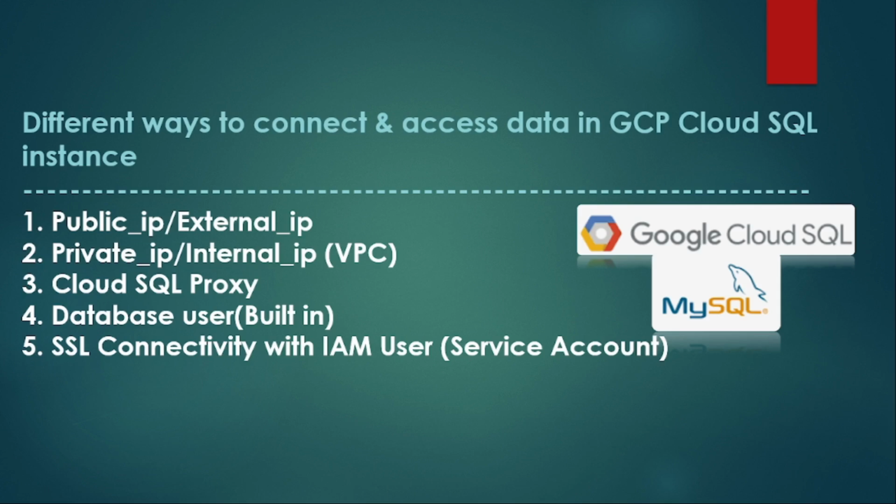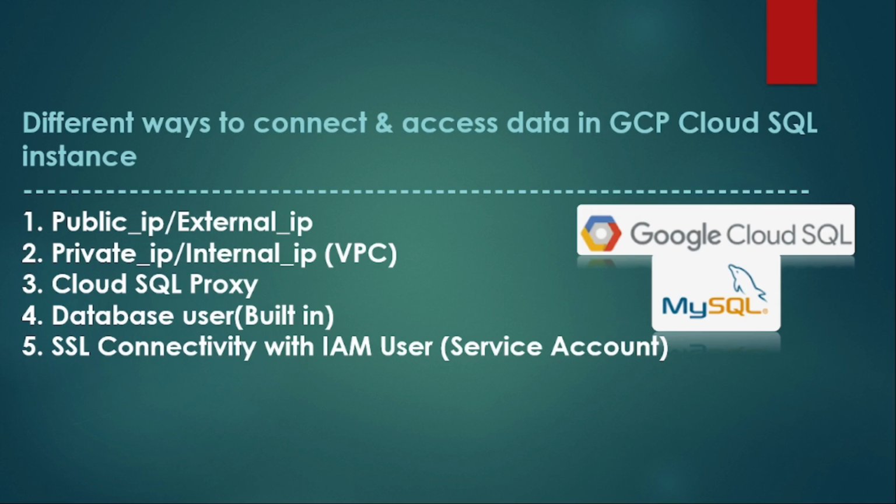So when it comes to establishing connectivity with Cloud SQL, there are different approaches. First, we can configure the public IP, which we sometimes call an external IP. When we configure Cloud SQL with the public IP, this is one of the ways we can connect, and from anywhere in the world we can access the data. This is not very secure.